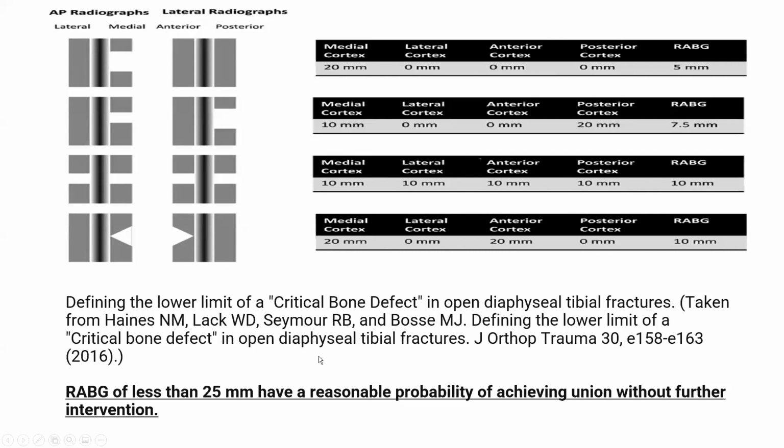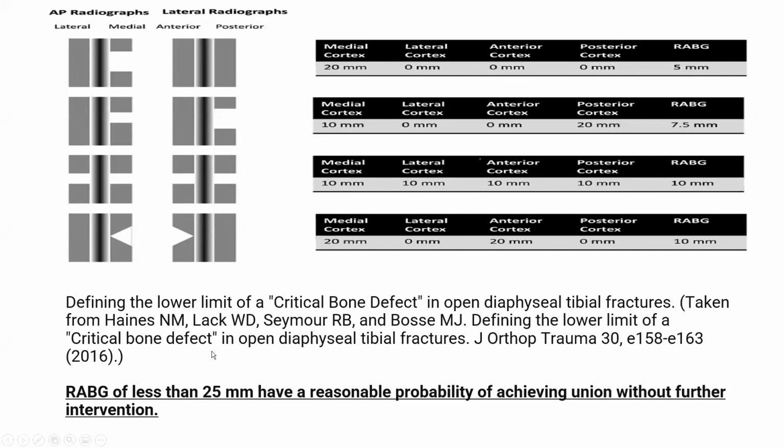And he came up with this simple yet very effective formula, which is the average, is it average or mean? Forgot. So when you have a 10 millimeter medial, 10 millimeter lateral, 10 millimeter anterior, and 10 millimeter posterior, you take them all, divide them by 4, and you find something called RABG, which is radiographic apparent bone gap. This RABG, if it exceeds 25 millimeter, the fracture has a non-union chance of 100%.